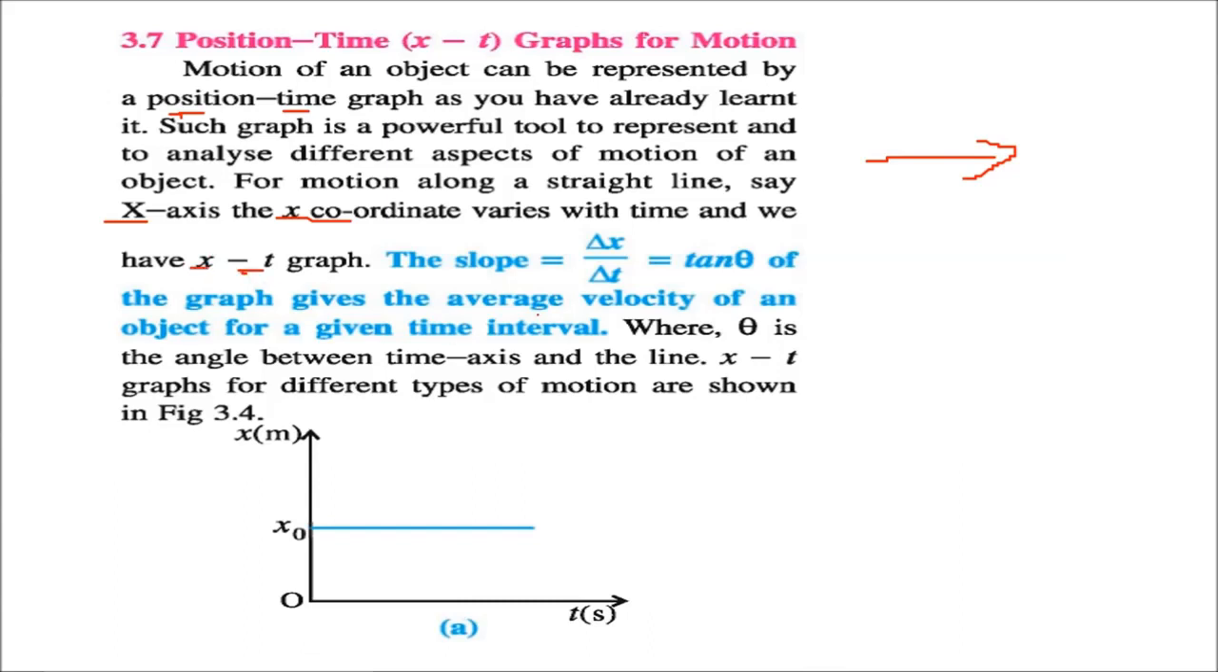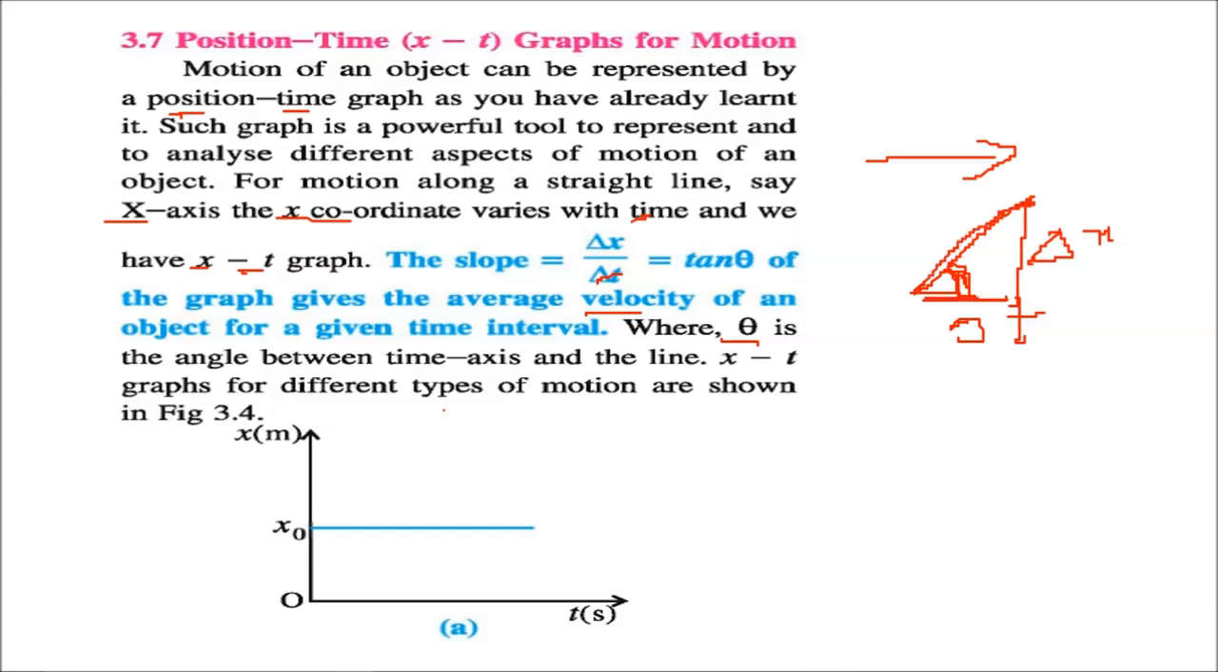We will talk about the slope, delta x by delta t. This theta we are talking about, and this is delta x, this is delta t. So tan theta is simply delta x by delta t, and this tan theta, or slope of the graph, will give us the average velocity of an object for a given time interval. This theta is the angle between the time axis and the line.